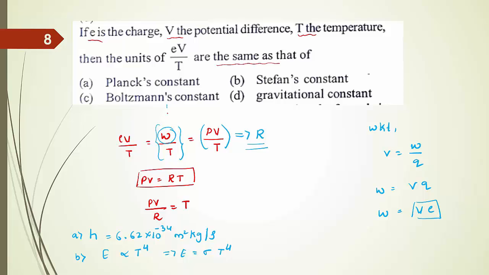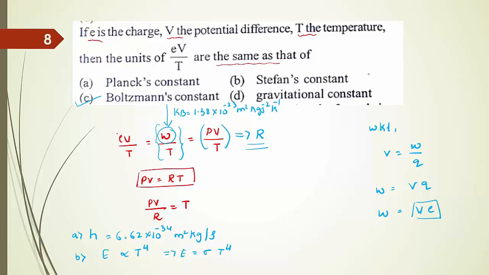Boltzmann constant is related to temperature and work, or temperature and energy, which is given by the value Kb equal to 1.38 into 10 raised to minus 23 meter square kg per second square per Kelvin. So this is the Boltzmann constant, which is related to temperature and energy. So here the suitable answer is option C.